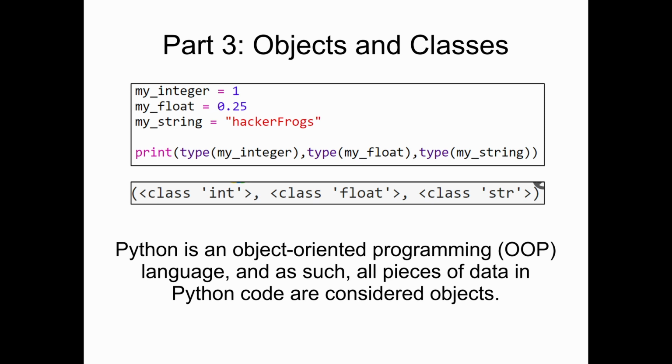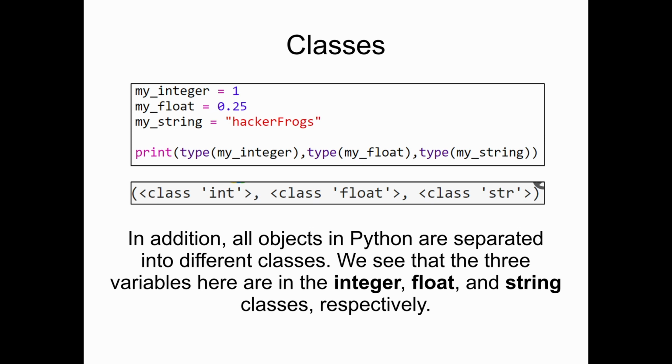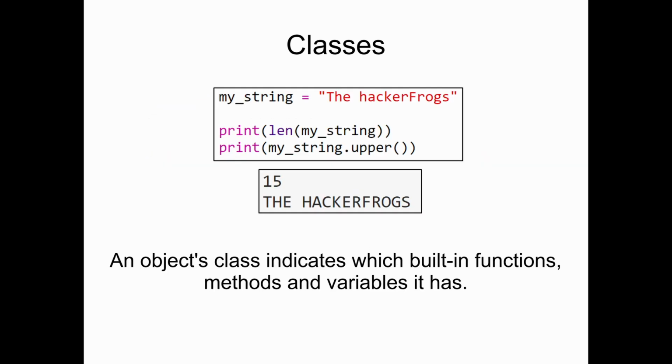Python is an object-oriented programming language, and as such, all pieces of data in Python code are considered objects. In addition, all objects in Python are separated into different classes. We see that the 3 variables here are in the integer, float, and string classes, respectively. An object's class indicates which built-in functions, methods, and variables it has.